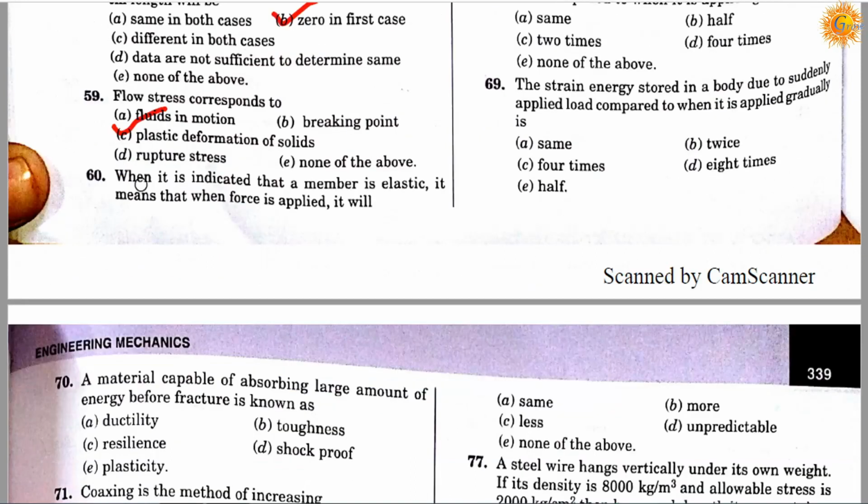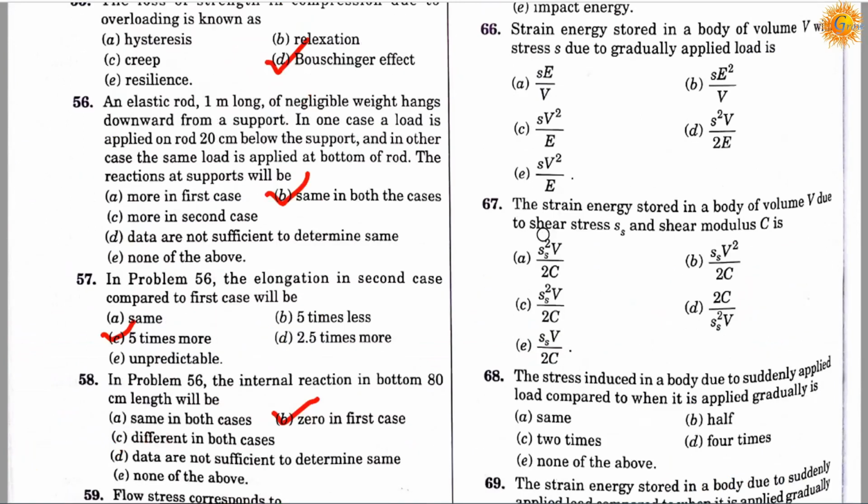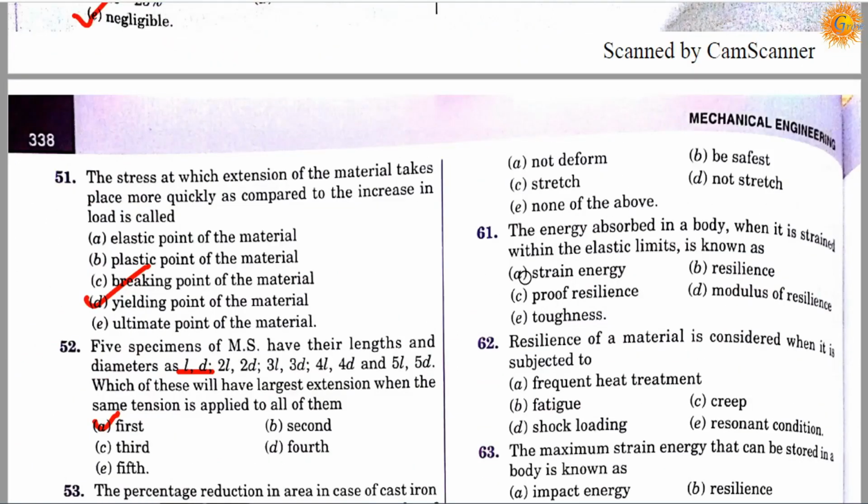Question number 60. When it is indicated that a member is elastic, it means that when force is applied it will: option A, not deform; option B, be safest; option C, stretch; option D, not stretch; option E, none of the above. Correct answer is C, it will be stretched.